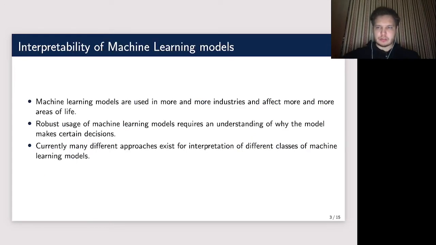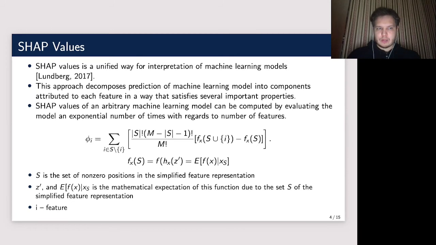Machine learning models are used in more and more areas and industries and affect more and more of our life. Robust usage of machine learning models requires an understanding of why the model makes certain predictions and/or decisions. Currently, many different approaches exist for interpretation of different classes of machine learning models. One of these approaches is called SHAP values. SHAP values is a unified way for interpretation of machine learning models.